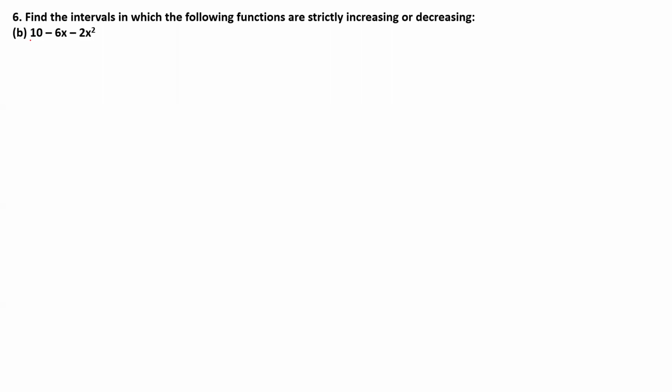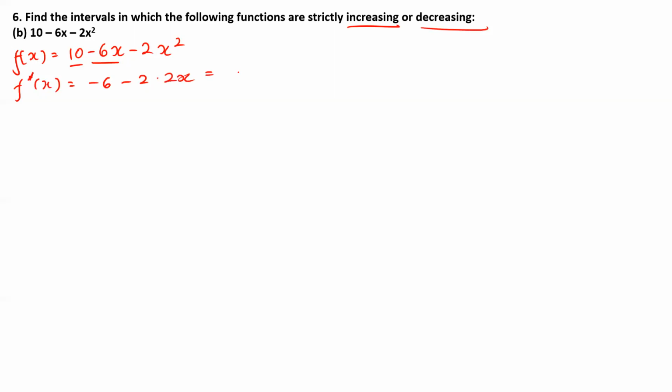Now we have question B. Now we will go a little faster. f(x) is 10 minus 6x minus 2x square. I know that in each and every question, if I'm finding increasing or strictly increasing, f dash x is necessary. Second step, 10 is 0 only, minus 6x gives minus 6, and minus 2 into 2x gives minus 4x. That is the differentiation part.